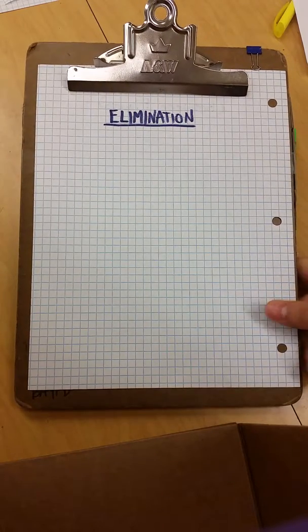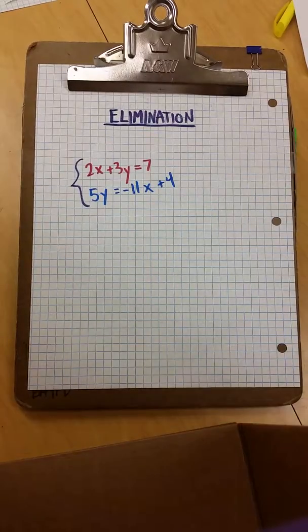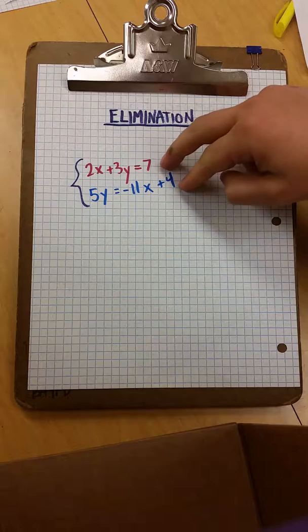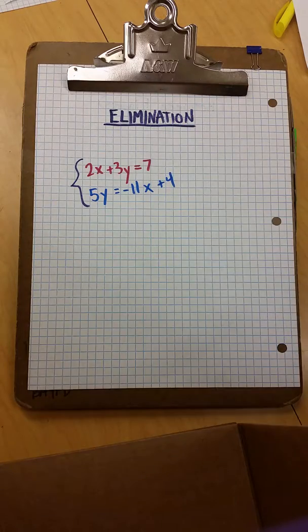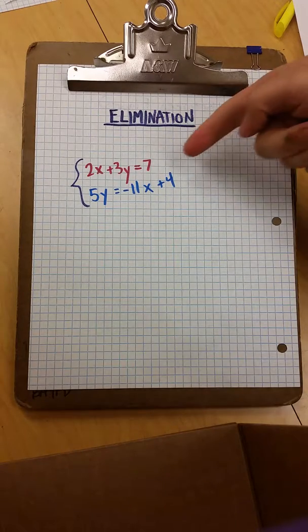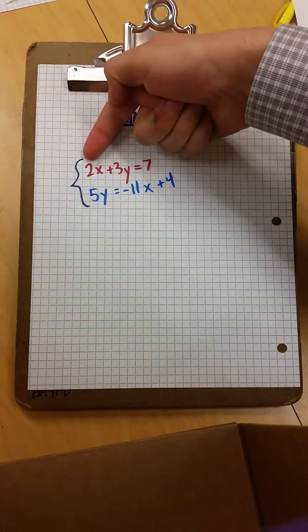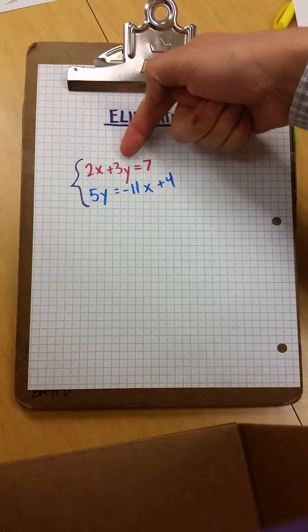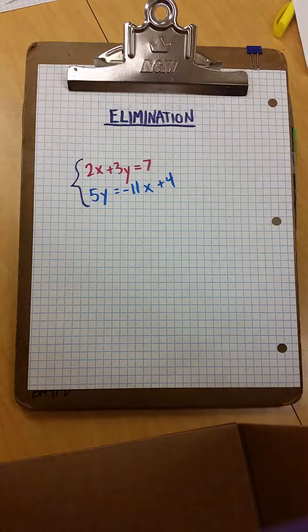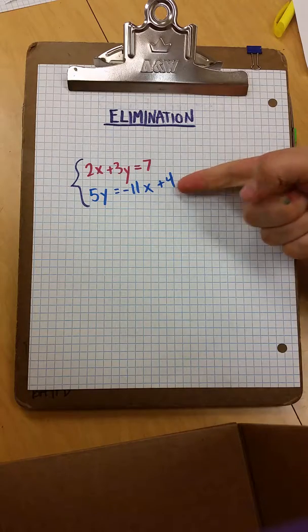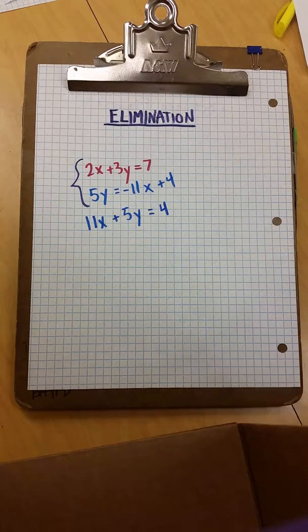Let's practice solving a system of equations with elimination. Before we can do elimination, we need to make sure that both equations line up, or are in standard form. In this case, our top equation is in standard form. We have our x term, our y term, and then our constant term on the other side of the equal sign. Let's rearrange the second equation so it's in standard form.